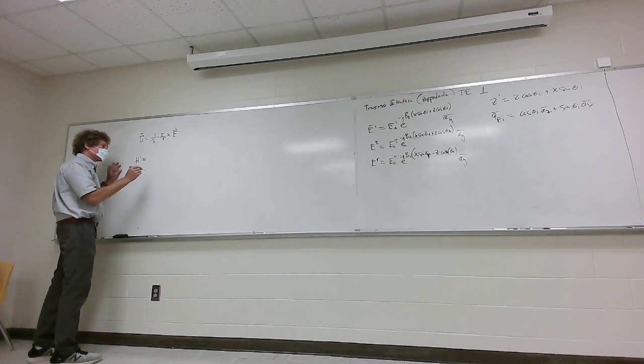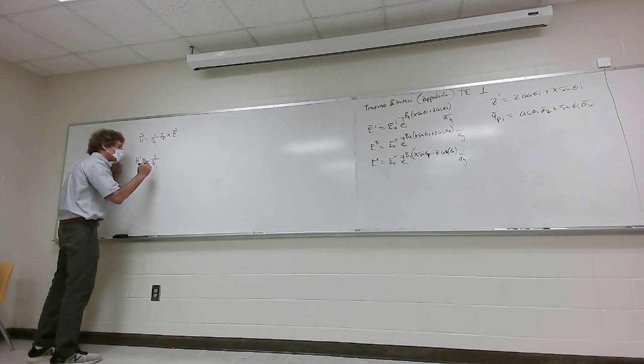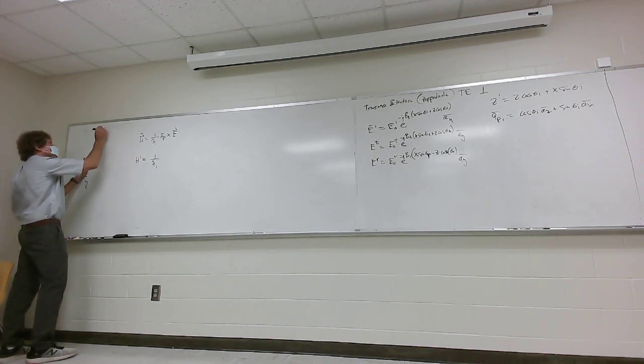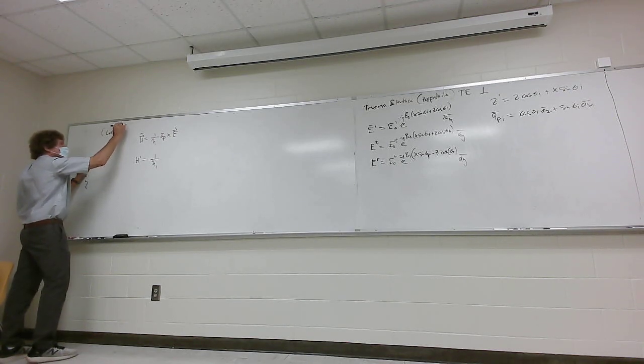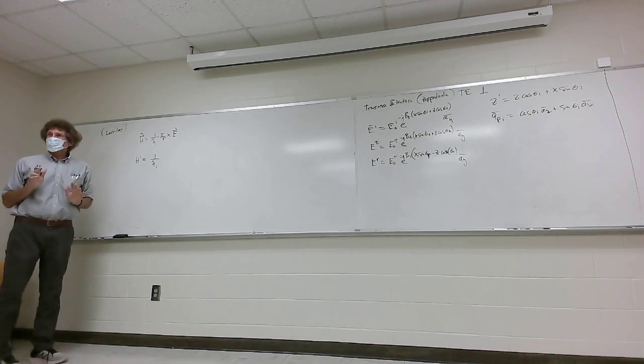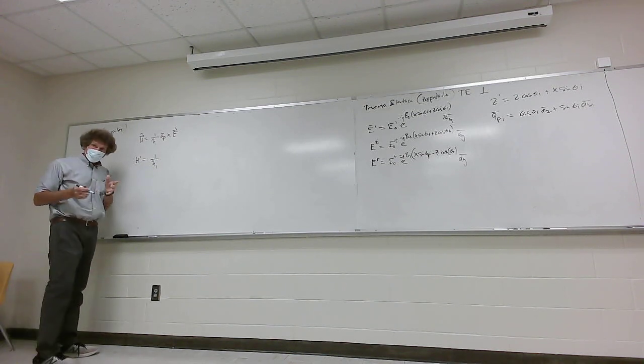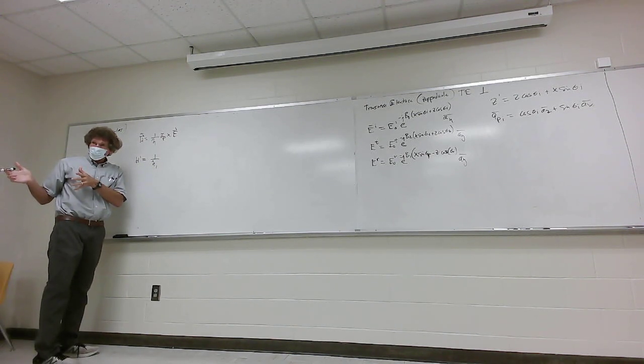Now it's 1 over eta 1. Let me do this. Let's assume both regions are lossless, because if they're not lossless, it gets a little more hairy, and we don't need that. What we need to do is focus on the essentials right here, okay? So it's 1 over eta 1. That's going to be a strict real number now that I made it lossless.